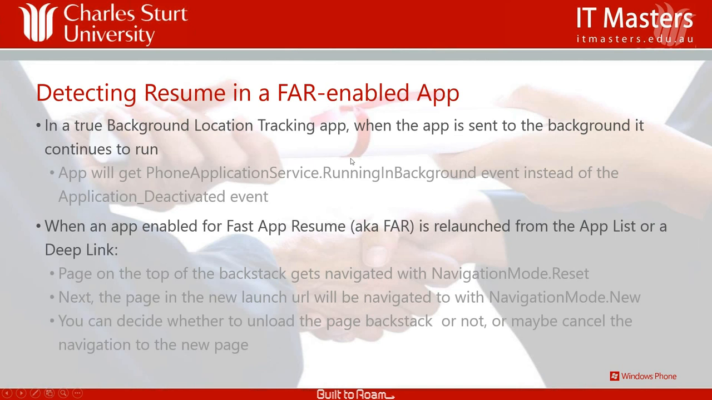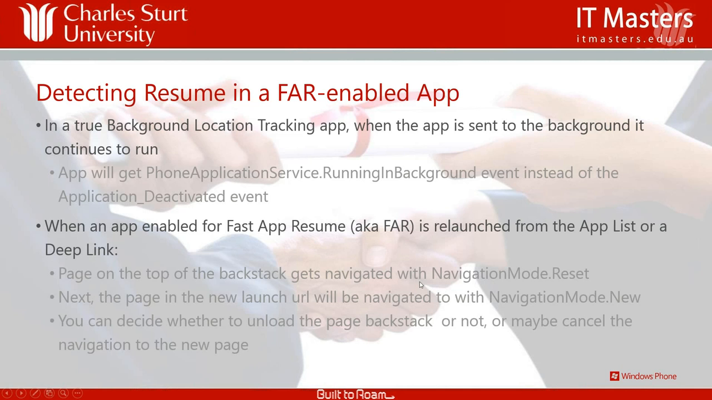So if you're using the location tracking that's running in the background, an event gets raised instead of the deactivated event, and that's your opportunity to start tracking location or continue tracking location in the background. The point here is that when your application does get resumed using Fast Application Resume, the current page on the backstack gets navigated to with a mode set to reset, and then the new page that they're navigating to gets invoked with the standard navigation mode of new.